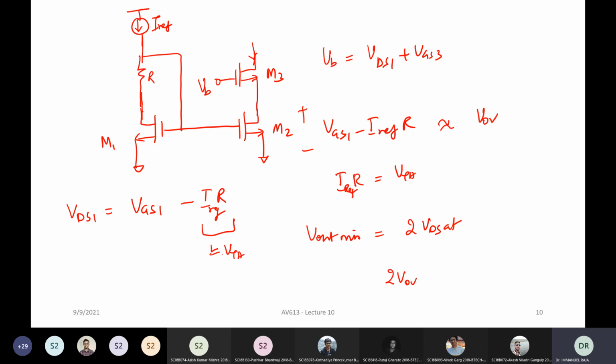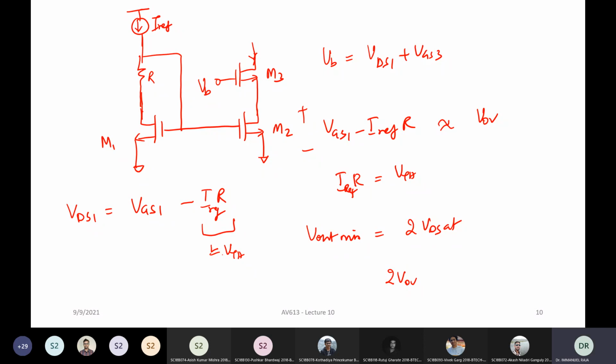Which is why you will not put it exactly at VTH, but the idea is that you take it very close to VTH. For example, if VTH is 400 millivolt, even if you can get some 350 millivolt here, that should be good enough, right? That will take care of your V out min much better. So in practice, yes, that is actually a problem.